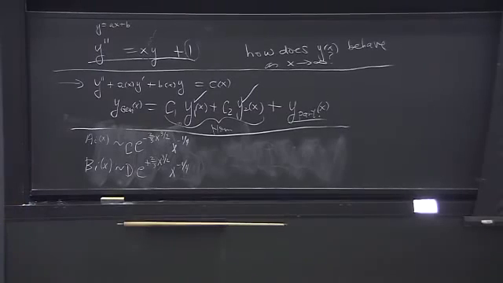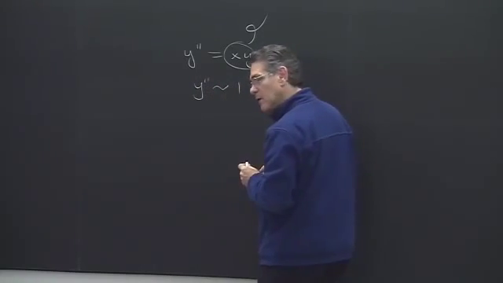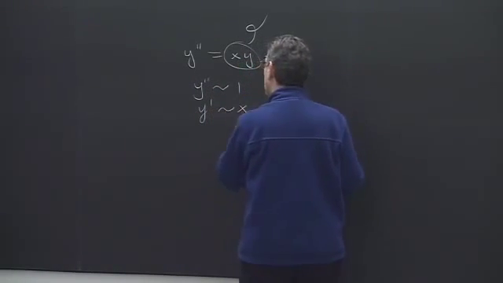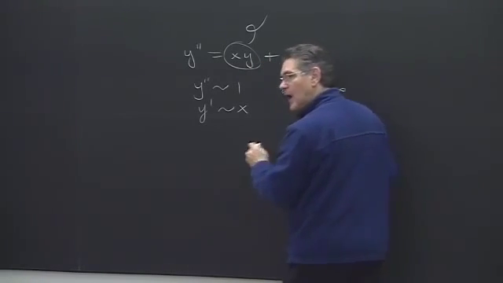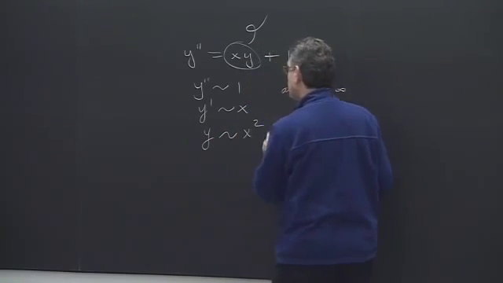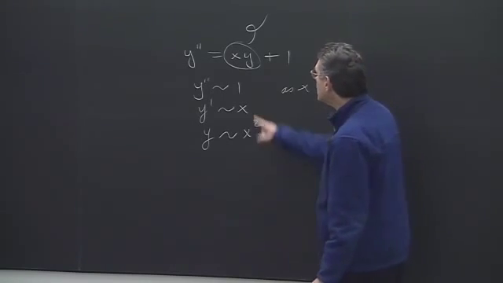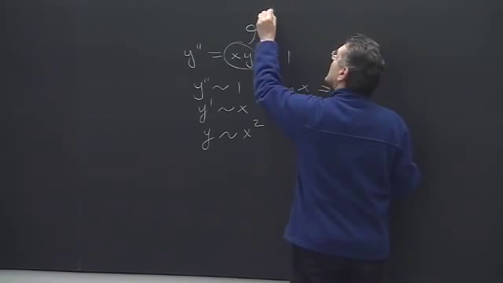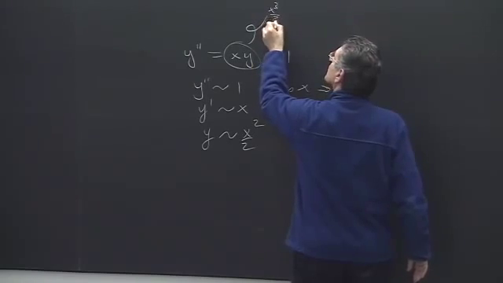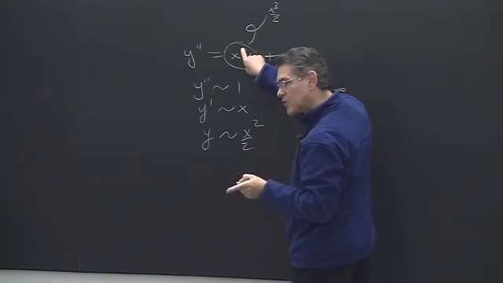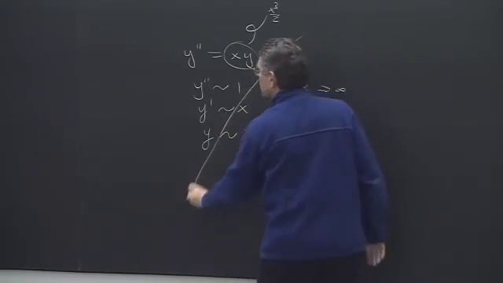Let's try throwing it away. If we try throwing it away, we would conclude that y double prime is asymptotic to 1. So y prime would be asymptotic to x, all as x goes to infinity, right? And y would be asymptotic to x squared. And do you see what we've done? This term would be like x cubed over 2. So we're throwing away x cubed over 2 as x goes to infinity, but we're keeping 1. Nah, that doesn't work. That's terrible.